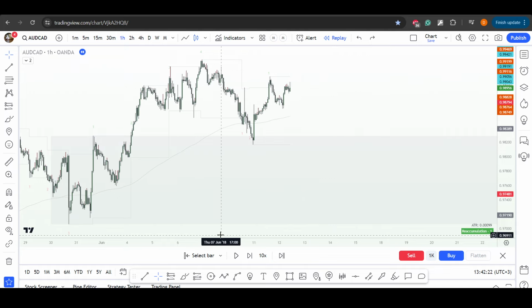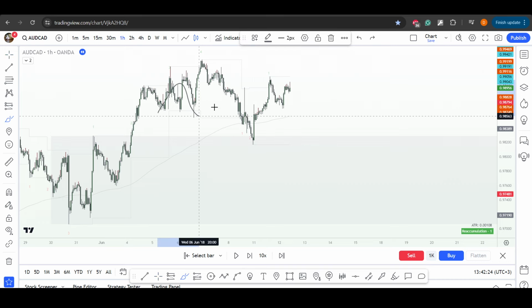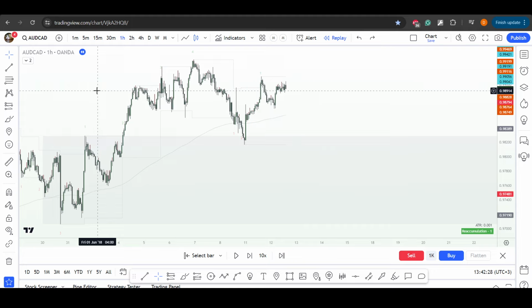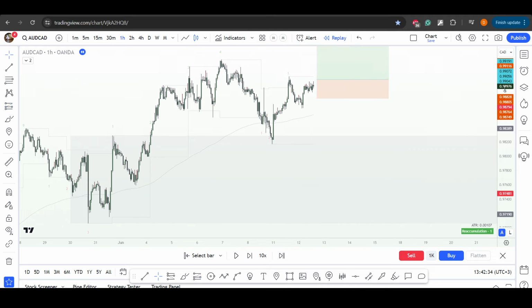Okay, so still pretty rangy and unclear, to be honest. So we have an impulse, correction and possible impulse to the upside.